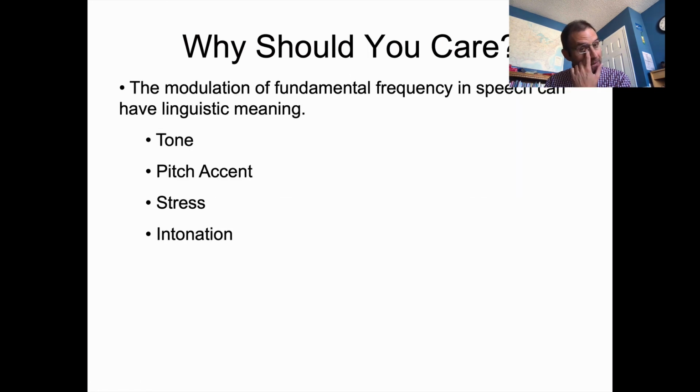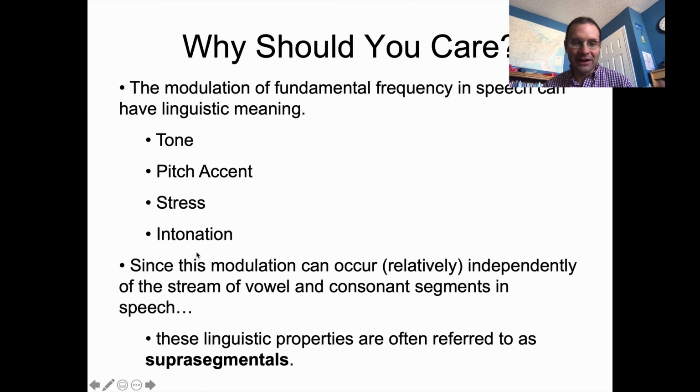Okay, and why do you care about this? It turns out that changing that fundamental frequency in speech can have linguistic meaning. And this is something we do every day of our lives all the time. Whenever we speak, we change our fundamental frequency on the fly as we go. And this has particular importance for what are called the suprasegmental or prosodic features of speech, like tone or pitch accent, stress, and intonation. And this is exactly what we're going to cover next, now that we have a sense of where it's coming from and what it looks like, at least in an acoustic representation.